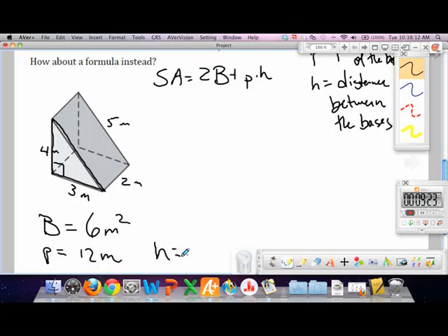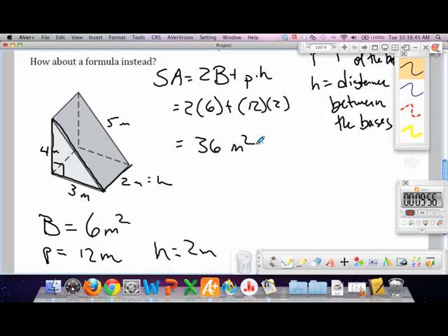So the surface area, once we've calculated these things, has to be twice times 6 plus 12 times, just 12 plus 24, or 36 square meters. Okay. Note that we're finding an area, so your units better be area units. In this case, square meters. Questions so far?